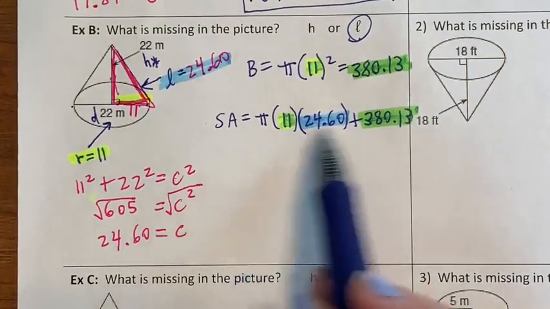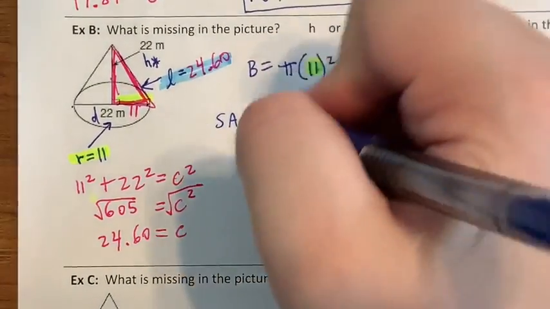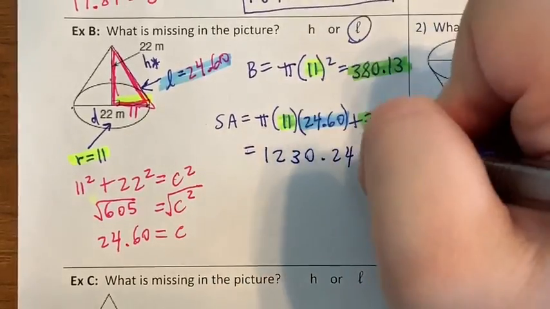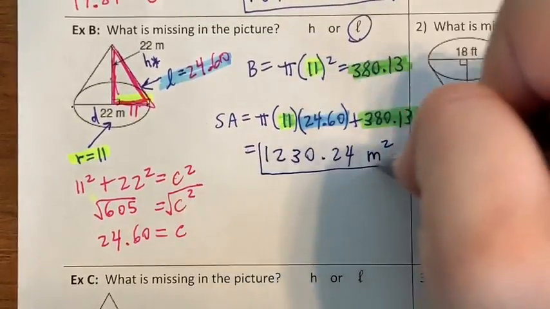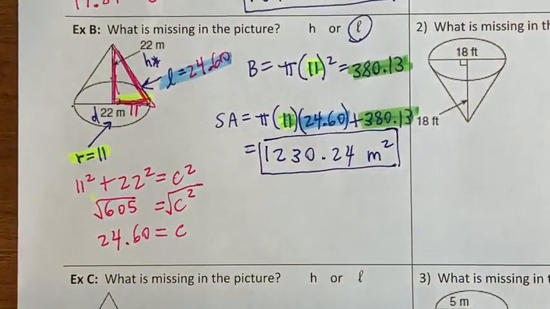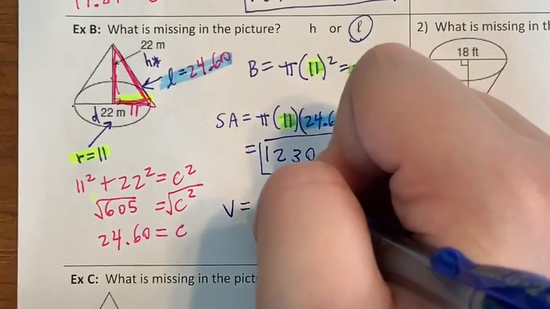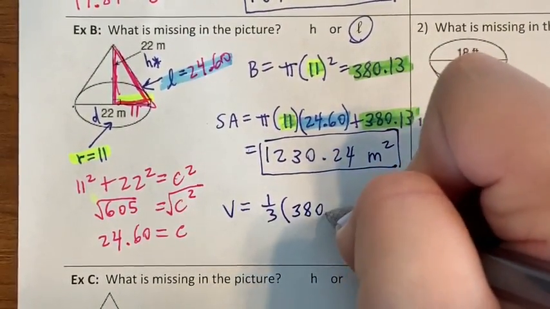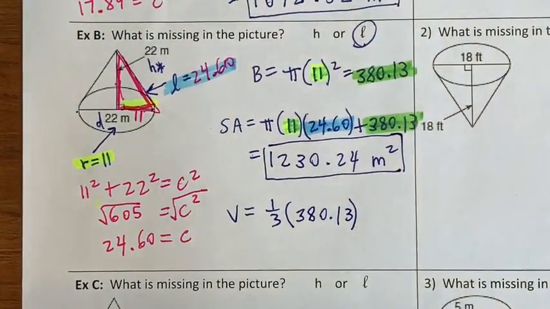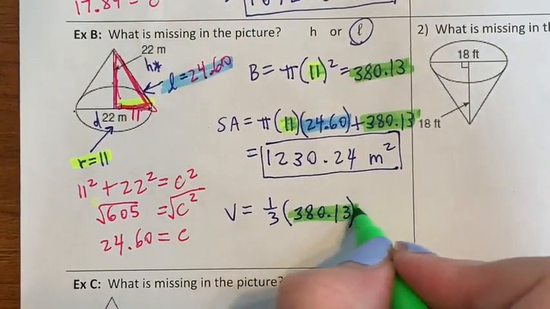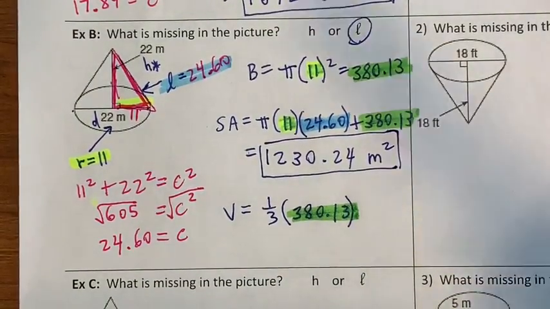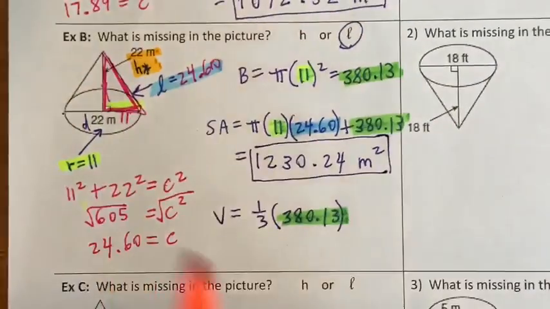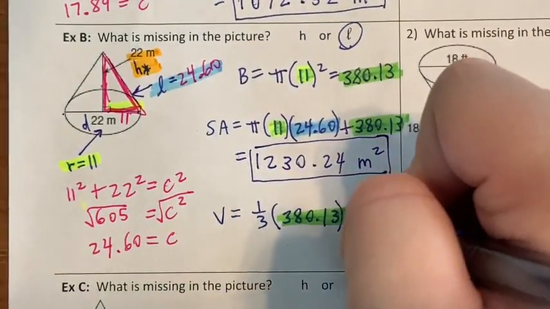And then when we type all of this into our calculator, for surface area, we get 1,230.24 square meters. And then our volume is our easier formula. We do 1/3 times our base, which is 380.13, times our height, and this is our true height of the pyramid. So we labeled that right here, the 22 meters, our H star. So we're doing times 22.